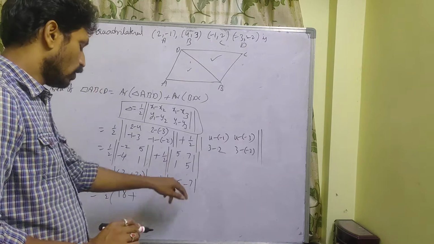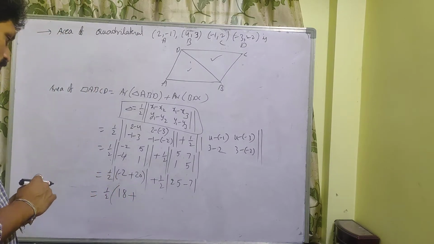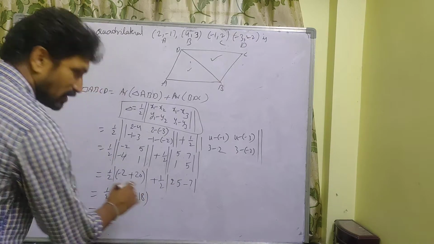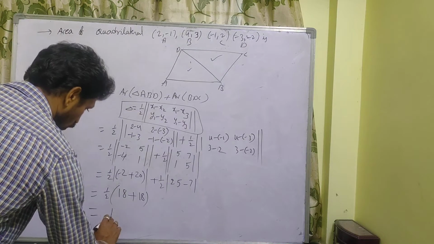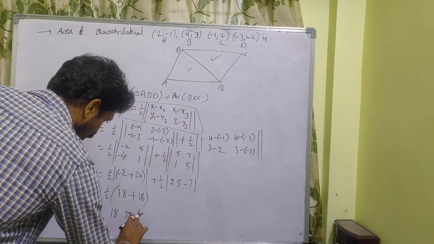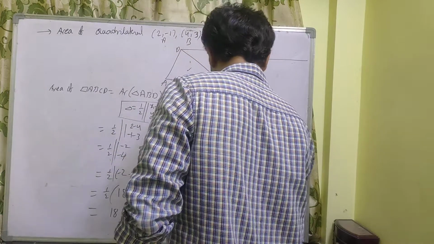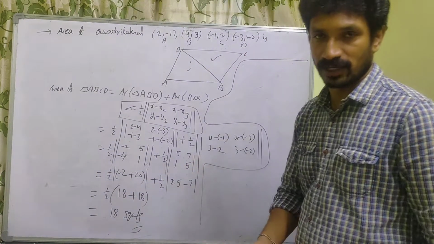Plus 25 minus 7, that is also 18. So 18 plus 18 is 36. 36 divided by 2 is 18. 18 square units. If you use the quadrilateral formula, what do you get? You can make it simple.